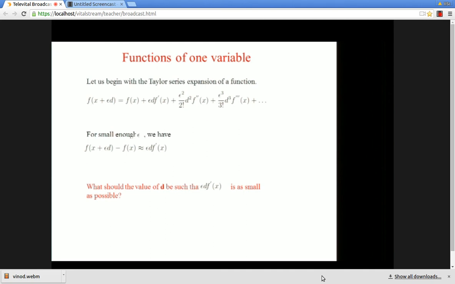Epsilon is your step size, you want to move a certain amount, so that's positive. The only way this can be negative is when epsilon d f prime of x is as small as possible, right? So now the question is how can you make epsilon d f prime of x as small as possible by choosing a good d? What d gives you that?